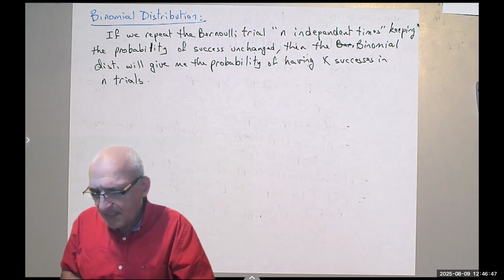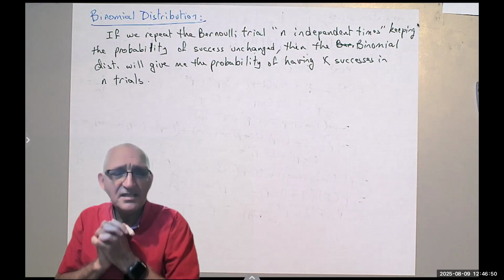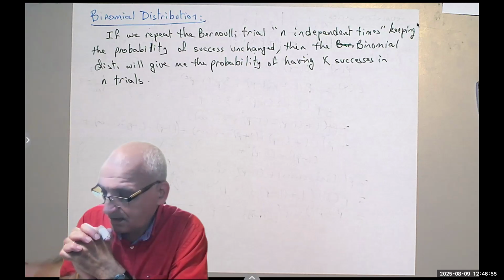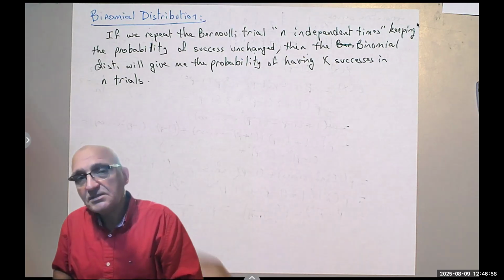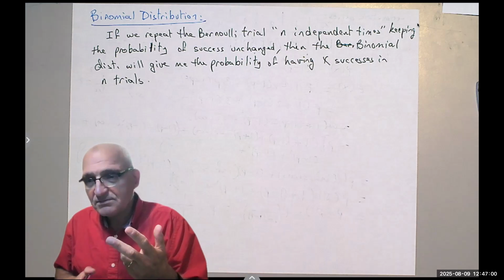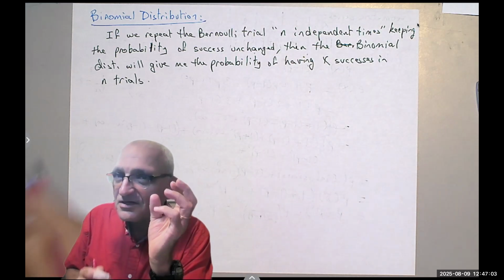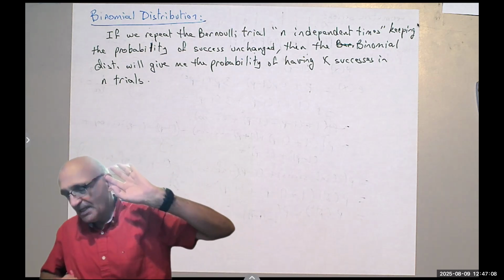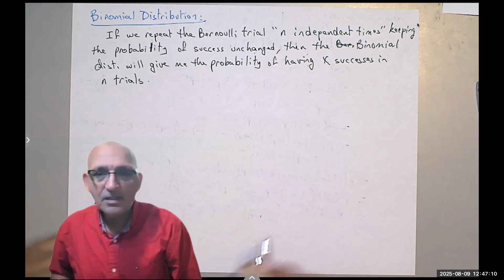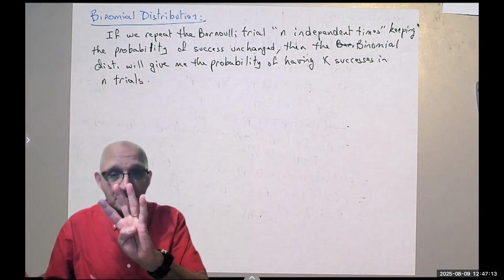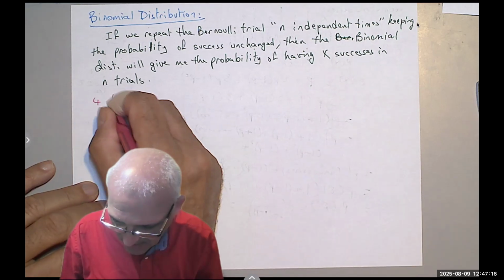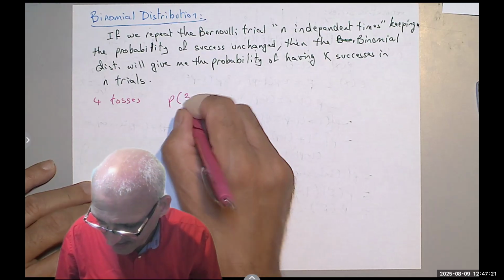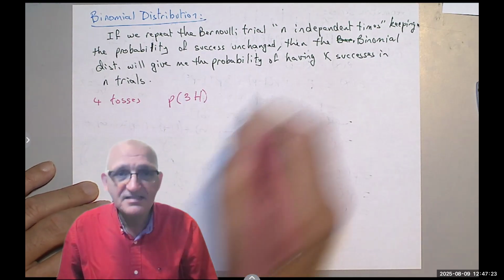So how do I find the probability of X here? Well, let's think about it. Suppose, again, I'm using tossing a coin for simplicity, but you can use any other example. If I'm tossing a coin, let's make it easy, 4 times, 4 tosses, what is the probability of getting, say, 3 heads, assuming head is the success?